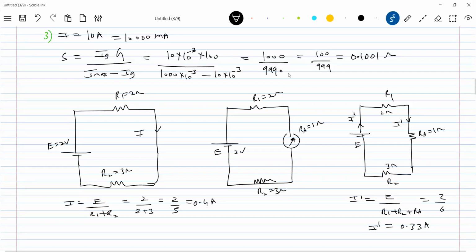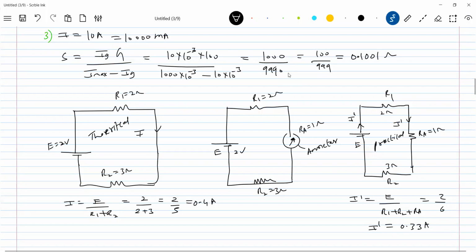Okay, now I got this. What was the expected value? 0.4. No, this was the theoretical. This is the practical. So is there any error? Yes, there's an error. So what is the error? 0.33 minus 0.4, that's the error. So tell me what is the problem now? What is the purpose of the ammeter? Why did we bring the ammeter? To measure current. The very measuring instrument itself introduces error.